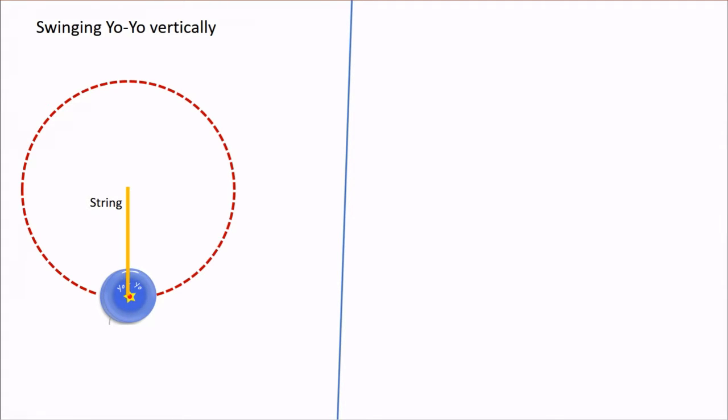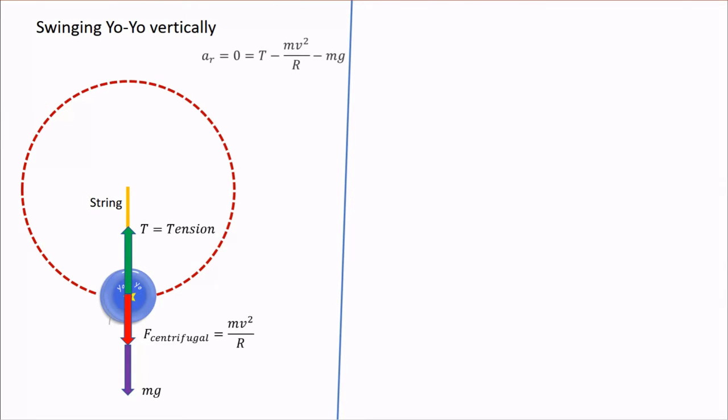At the very bottom of the yo-yo's path, we have the following force diagram. We have the centrifugal force pointing outward with a value of mv squared over r. We also have a downward force of mg. In the opposite direction we have the tension force, which has to keep the radial acceleration to 0.